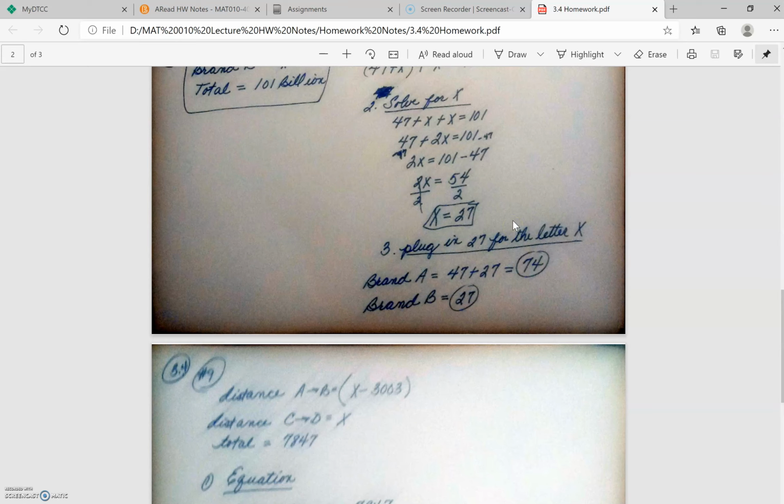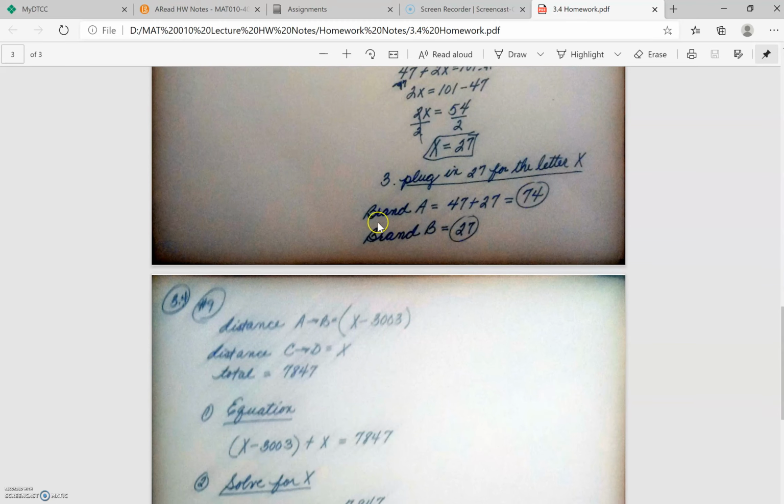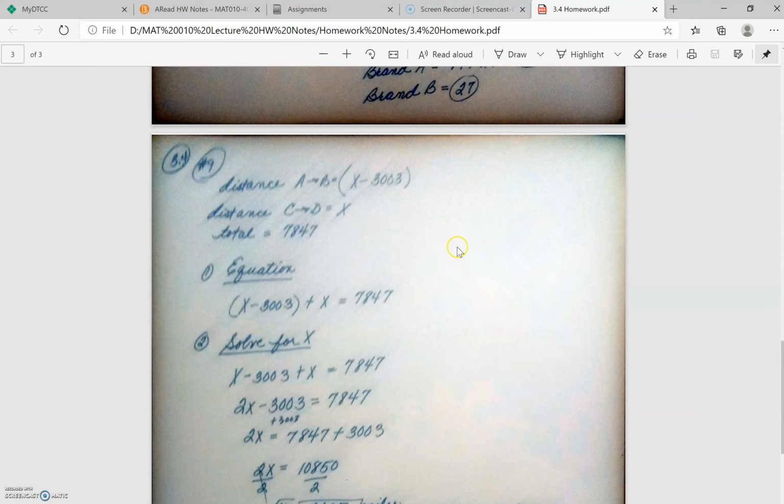Now we're just going to go ahead and plug in the value like up here. So it would be 47 plus 27 will give you brand A. And then we know B is just 27, which I have written here in step 3. Plug in 27 for the letter x. So that gives you the values for brand A and brand B.